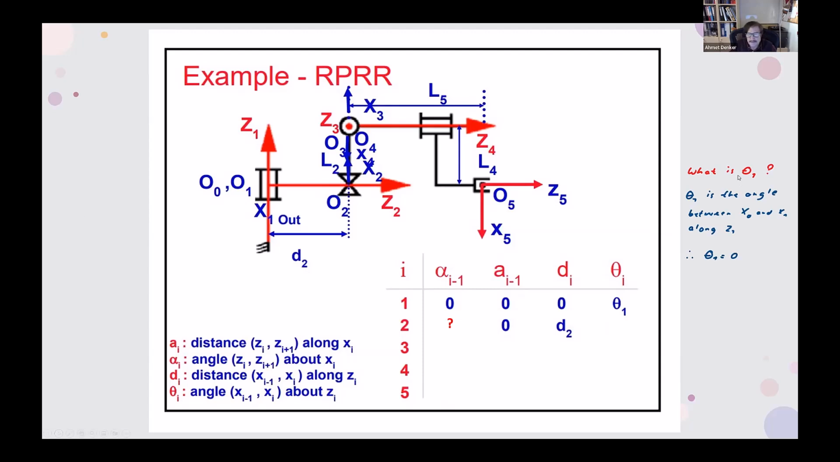Theta 1 is the angle between x0 and x1. Now we said x0 and x1 are coincident. Both of them are coming out of the paper. Therefore, it's going to be 0.